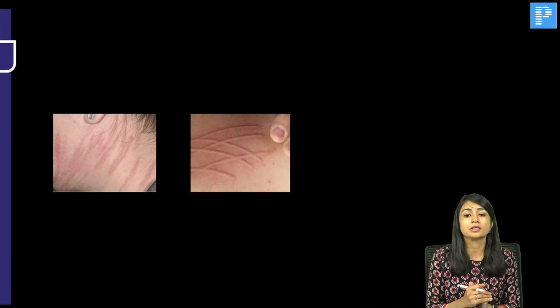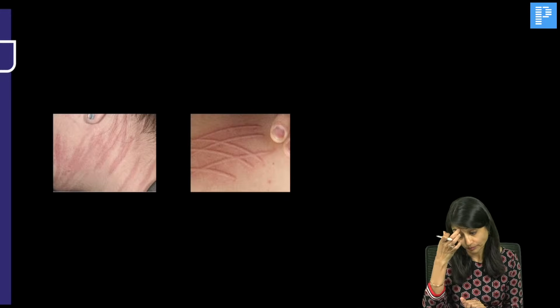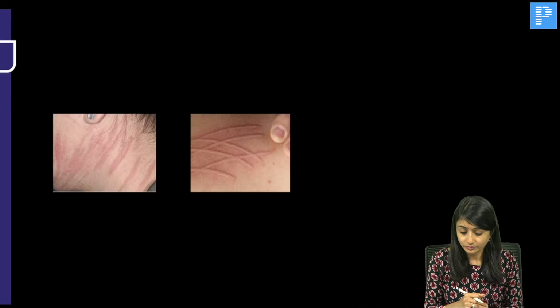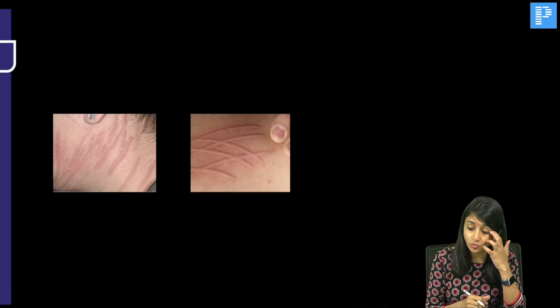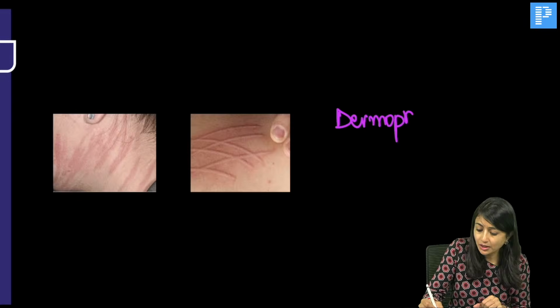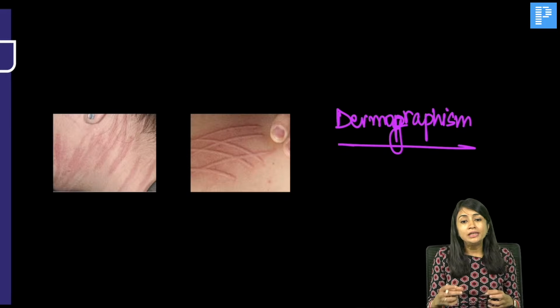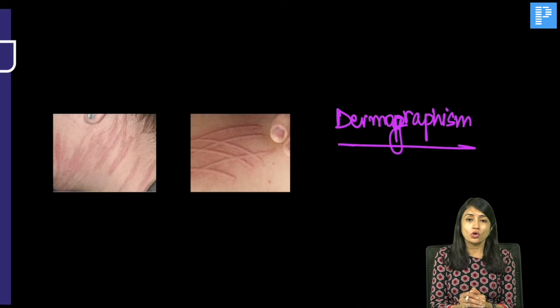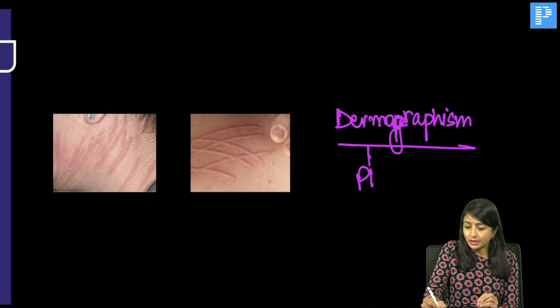And I think, yes, this is the last image. What is this? So, you can be given this image or they can ask about it. This is dermographism. It is a type of physical urticaria where, when you stroke the skin, you develop linear wheals along the stroking of lesions. So, this is dermographism. It is a type of physical urticaria.